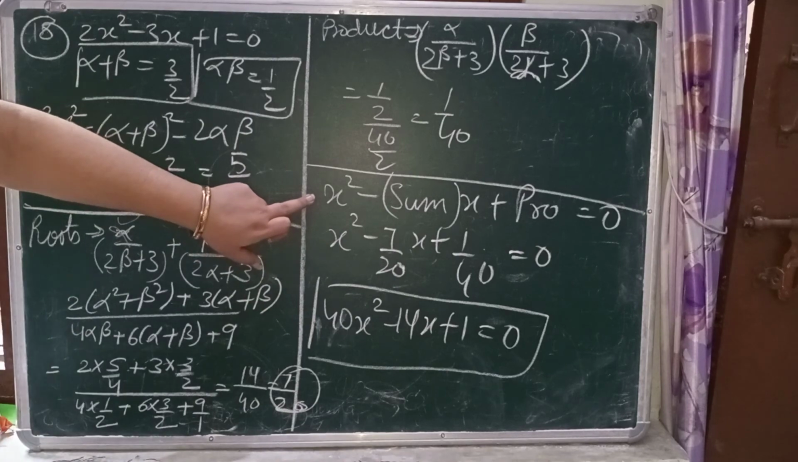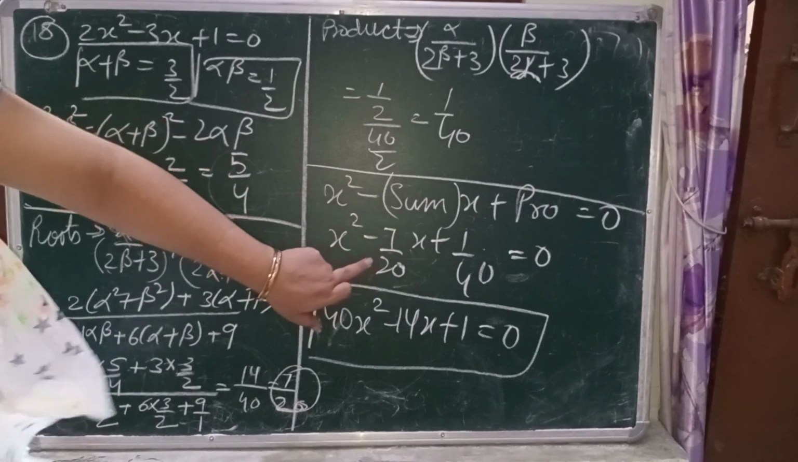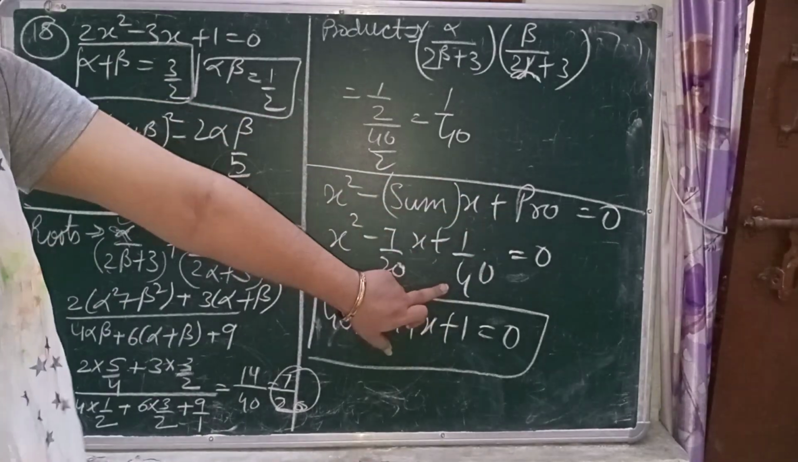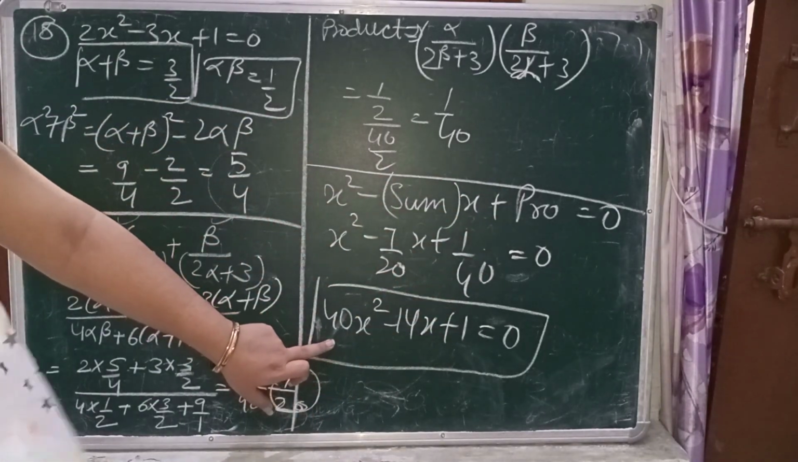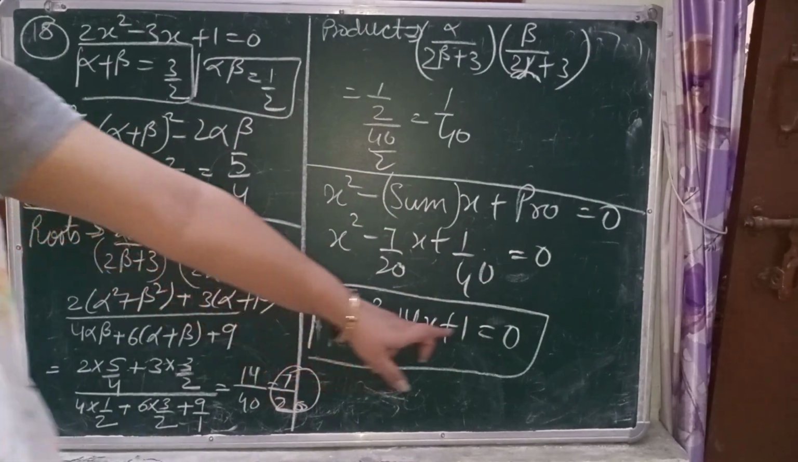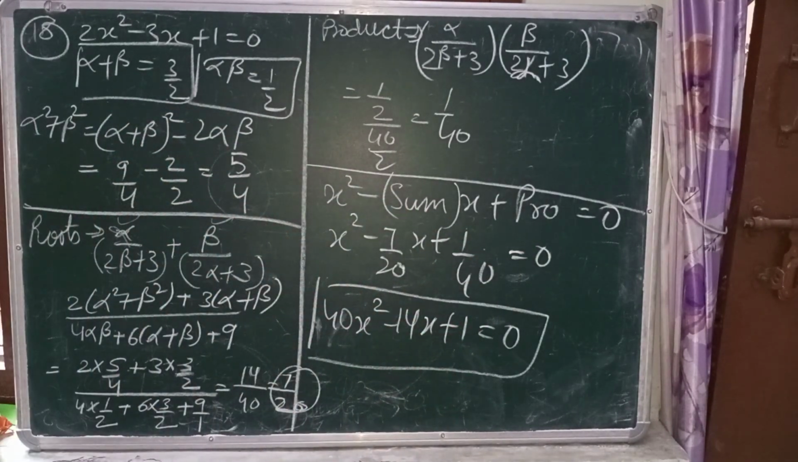So here our quadratic equation will be x square minus sum of the new roots into x plus product of the new roots equal to 0. We can take LCM, and 40 will be the LCM, that will go to 0, and we will have this quadratic equation.